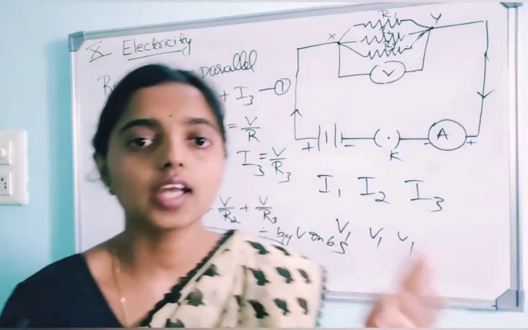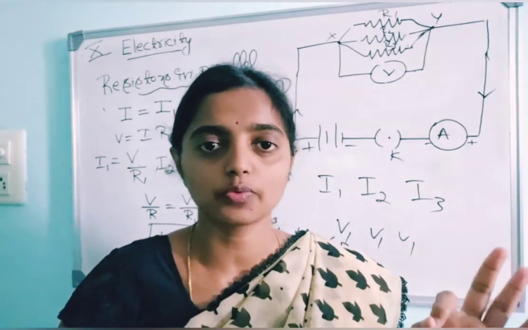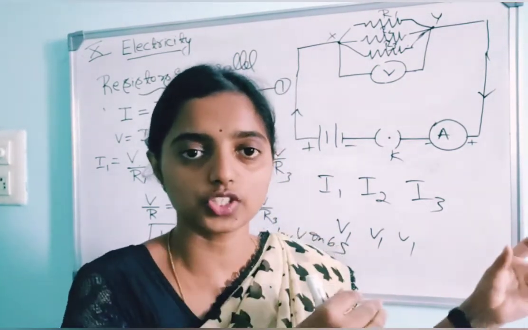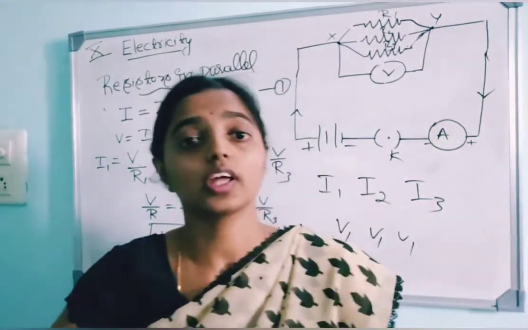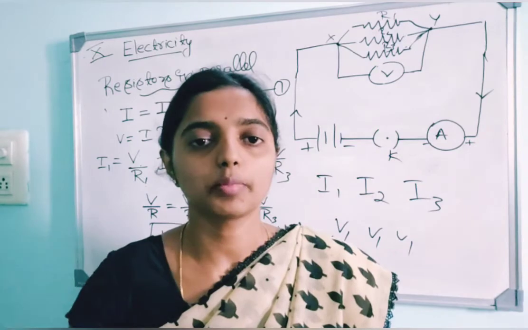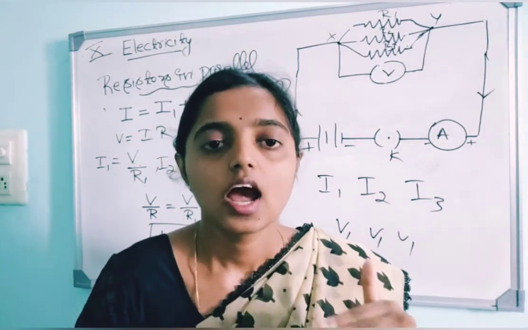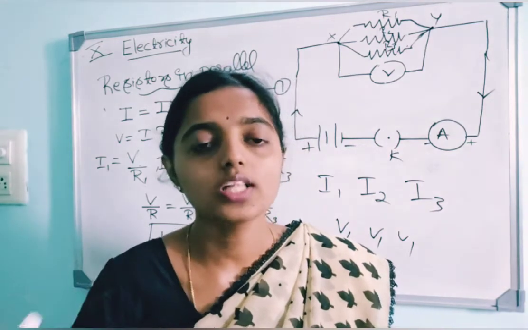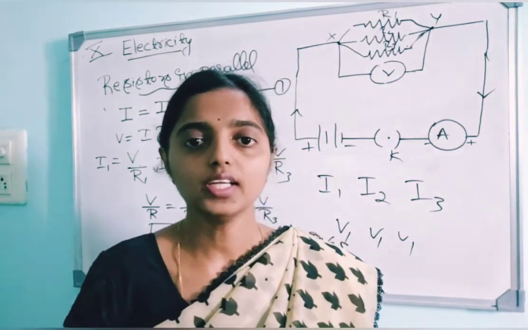What is that? Rs equals R1 plus R2 plus R3. Those resistors R1, R2, R3 we need to consider based on the question. If they are given only two resistors, then we need to take R1 and R2. If they are given more than 3, then we need to take that number of resistors. And what is the formula for parallel? 1 by Rp equals 1 by R1 plus 1 by R2 plus 1 by R3.